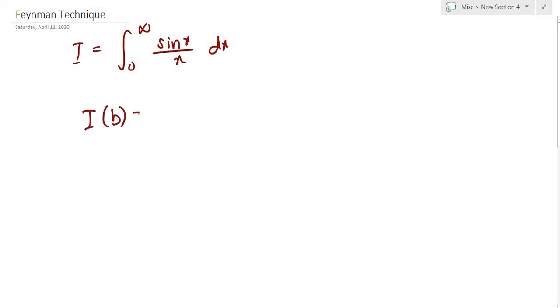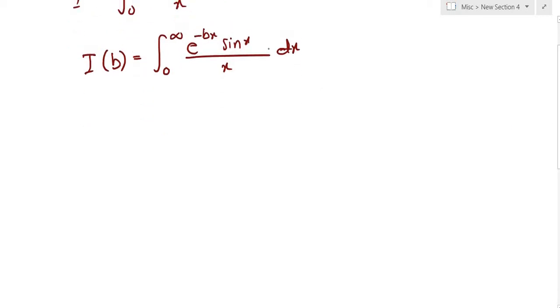Say we have now defined our parameterized integral I of b to be the integral from 0 to infinity of e raised to negative bx, but don't worry, there's a negative sign, times the sine of x divided by x dx. And you'll see in a minute why this negative sign will actually help us a lot. I mean, just adding this sign will make a large difference. It's a humongous difference if you ask me, especially when limits are concerned.